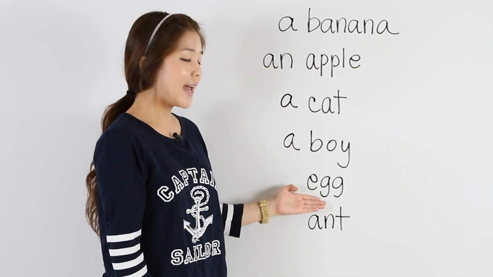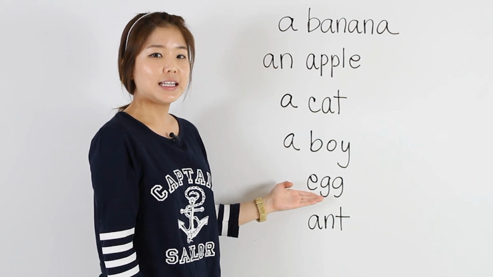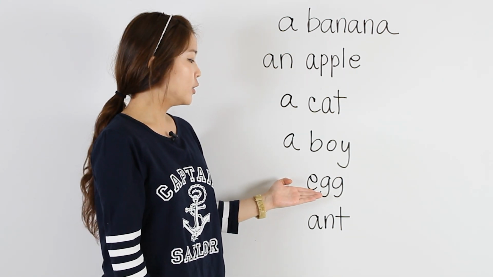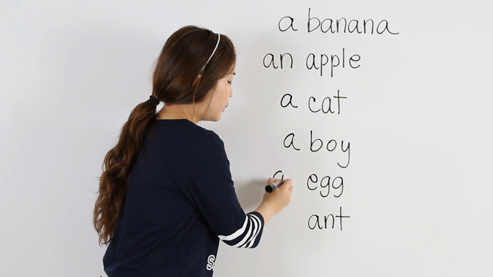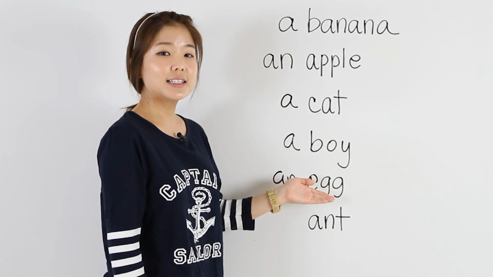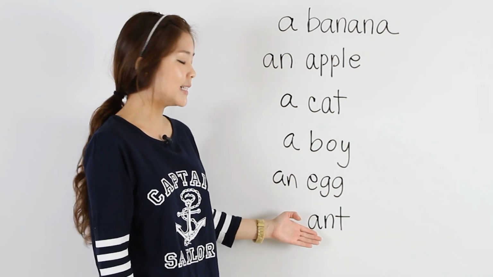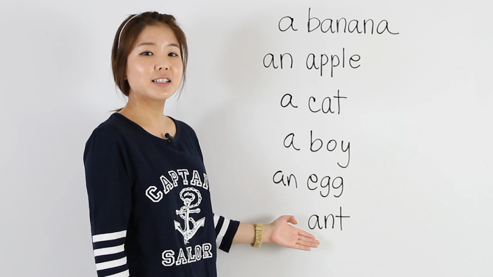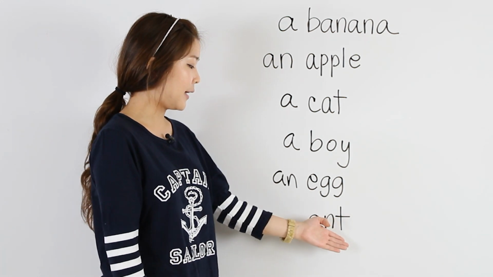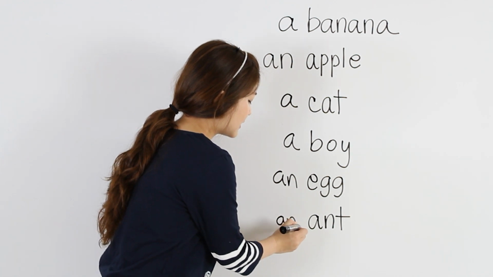The next word, egg, has the letter E in front. E is a vowel. So what do we put? We put an. If we read it, it sounds like an egg. An egg. Okay, and the last word is ant. Ant starts with the vowel A. So again, we must put an ant.